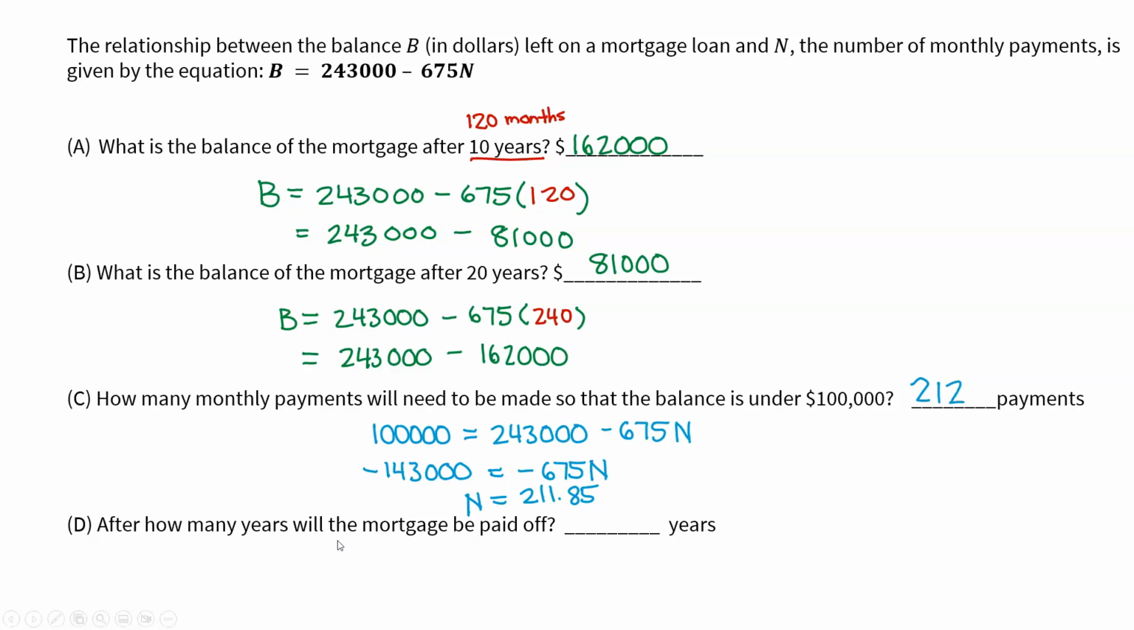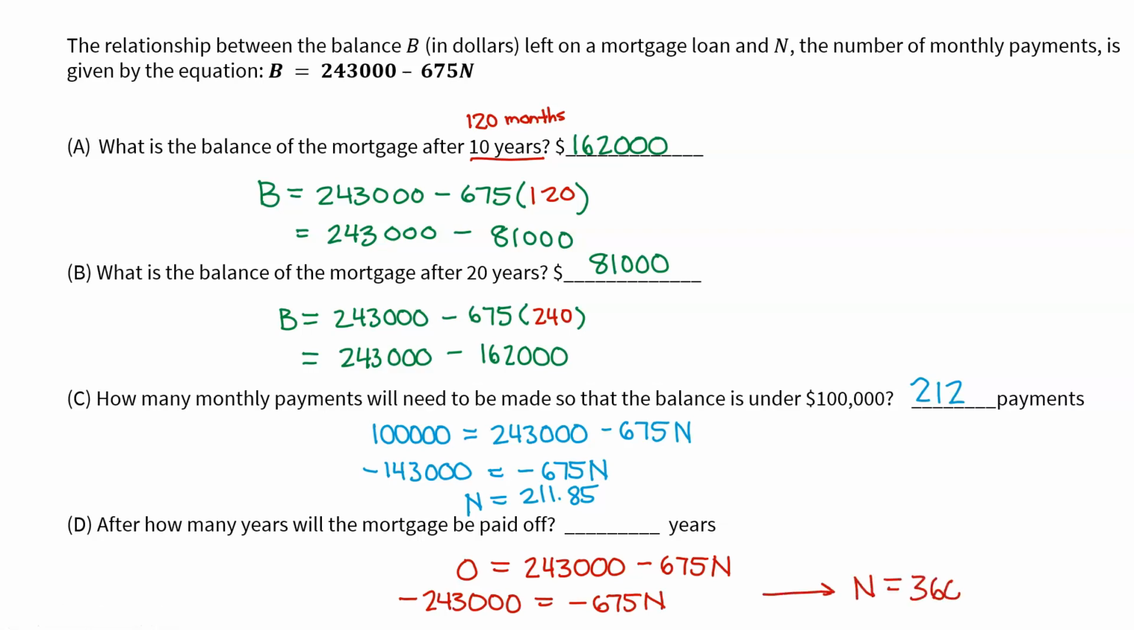And they'll say here, after how many years will the mortgage be paid off? Well, again, you're looking for the number of payments that have been made. When it's paid off, you owe nothing. So solving this equation, again, subtracting 243,000 from both sides, and then dividing both sides by a negative 675, you get that N is 360. So 360 payments have been made, which means 360 months have gone by. You want to convert this back to years, so 1 year over 12 months, you'd multiply this by to convert it, and you would end up with 30 years. And so that's the amount of time it would take to pay off the mortgage.